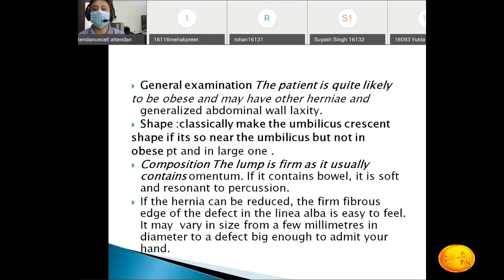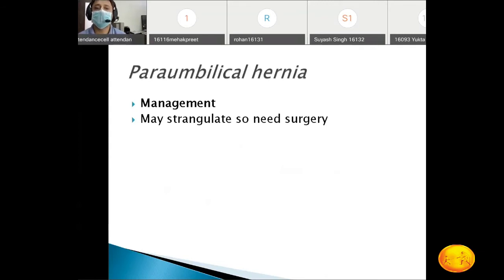If the hernia can be reduced, the firm fibrous edge of the defect in the linea alba is easily felt. It may vary in size from a few millimeters in diameter to a defect big enough to admit your hand. Now, paraumbilical hernia management: they may strangulate, so they need surgery.